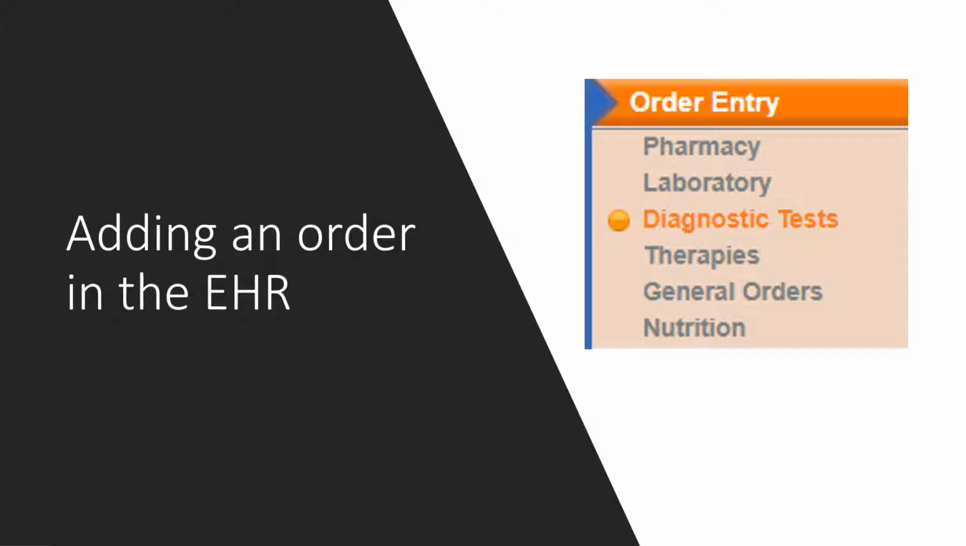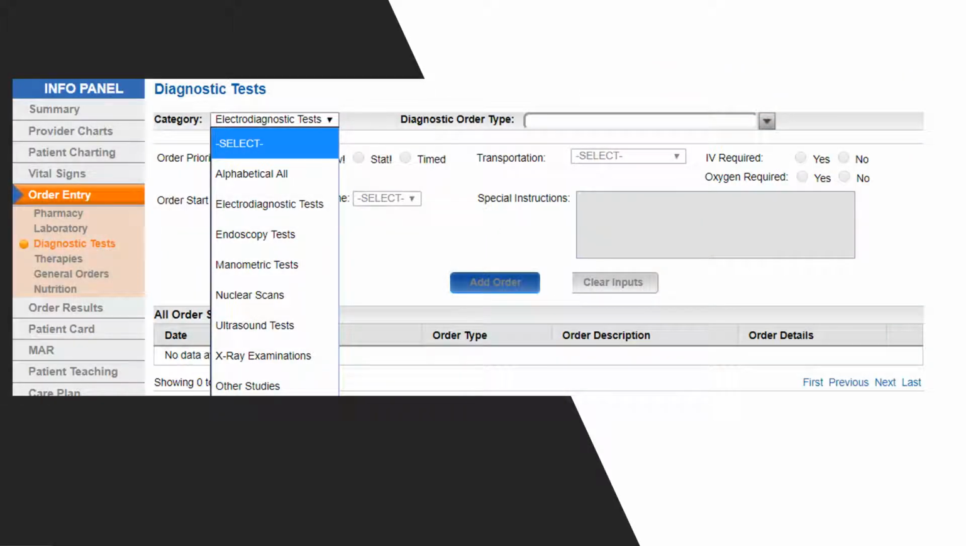Next, we will add our order for the chest x-ray. For all orders that are not medications or labs, choose Diagnostic Test. First, we will choose the category based on the test. The chest x-ray will be found under X-ray examinations. Things like a 12-lead EKG would be found under electrodiagnostic tests.